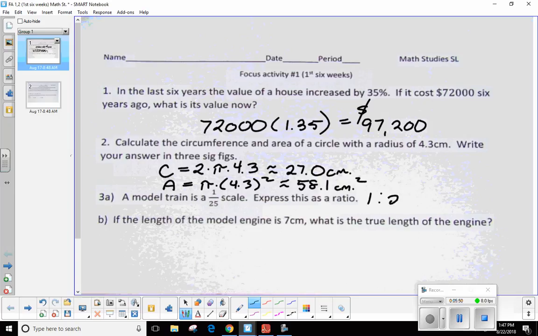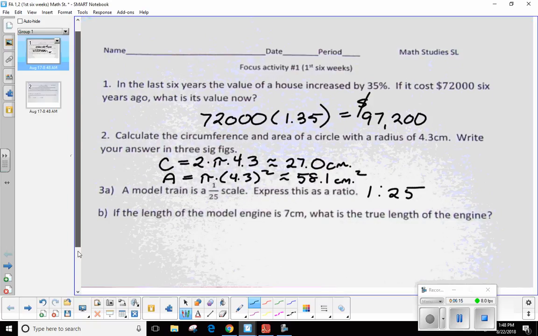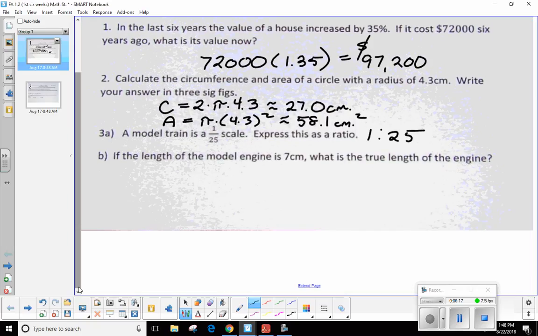So 1:25, okay, that's what it's referring to. Good. B, if the length of the model engine is 7 centimeters, then what is the true length of the engine? How do I figure that out? There you go. Multiply by 25. You can easily set up a proportion. But just help me out. What is 25 times 7?